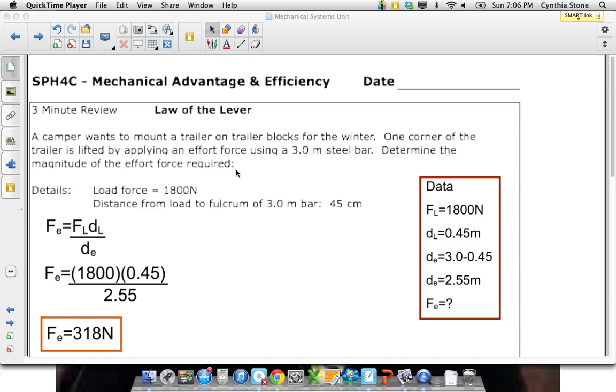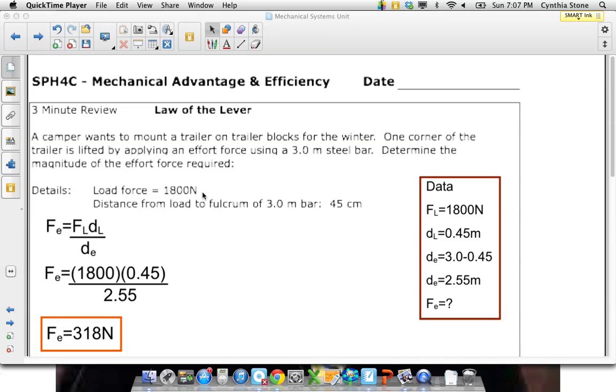In this question, a camper wants to mount a trailer on trailer blocks. One corner of the trailer is lifted by applying an effort force using a 3-meter steel bar. That means the whole steel bar is 3 meters, okay? And we want to find the effort force required.